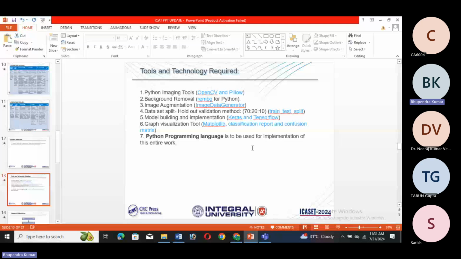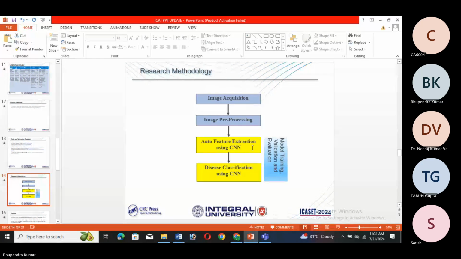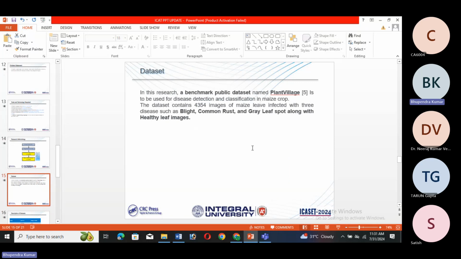And this is the research methodology: image acquisition, image preprocessing, automatic feature extraction using CNN, and disease classification using CNN. The next one is the dataset. In this research, a benchmark public dataset named PlantVillage is used for disease detection and classification in maize crop. The dataset contains 4,354 images of maize leaves infected with three diseases, such as blight, common rust, and gray leaf spot, along with healthy leaf images.